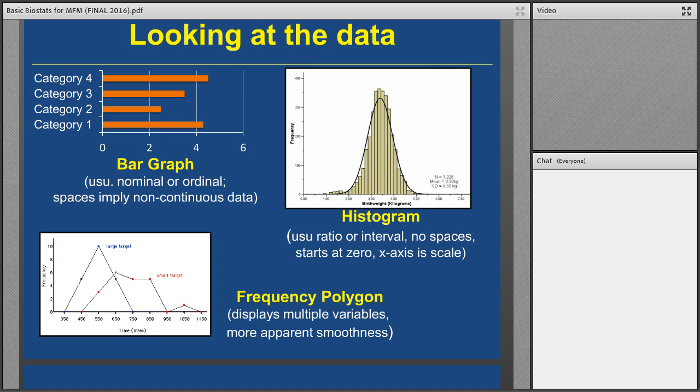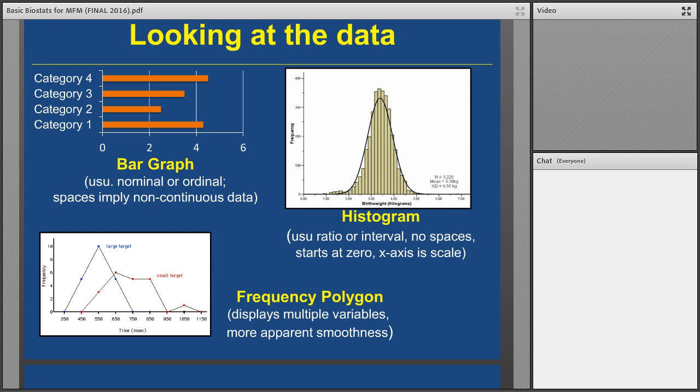We can use a bar graph, and we usually apply a bar graph to nominal or ordinal data. And in a bar graph, it's really important that there are spaces between the categories. So you can see in this example, we have 4 categories and there are spaces between the categories. And this implies visually that it's non-continuous data, that the data is not next to each other. It doesn't necessarily have a relationship.